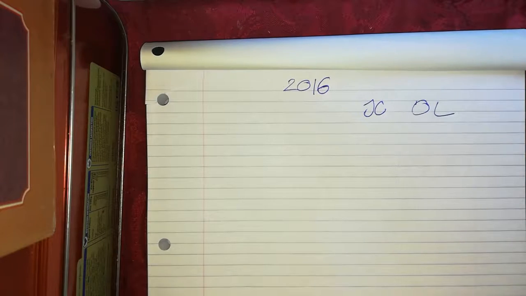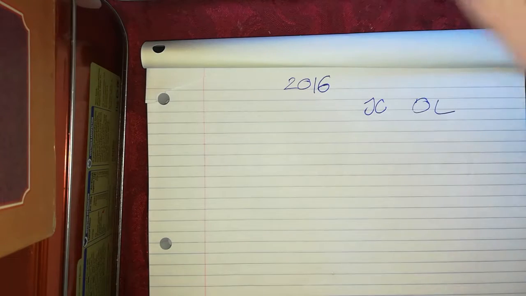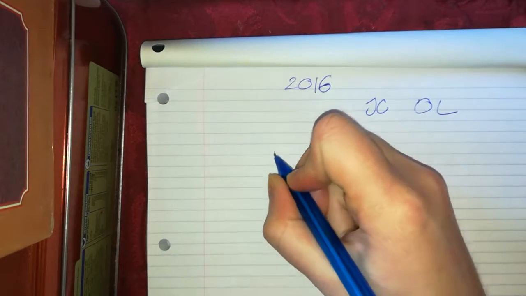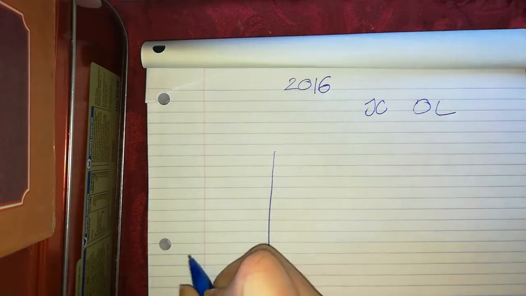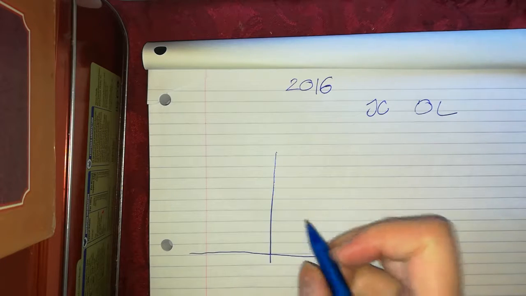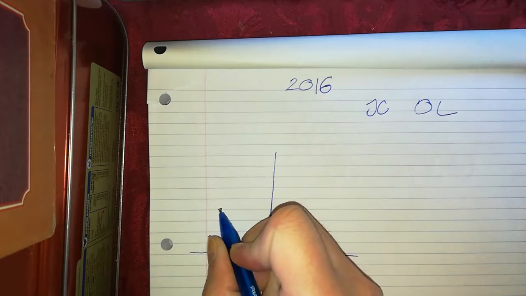Here you have a 2016 coordinate geometry question. This is Junior Cert Ordinary Level, and firstly it has a diagram, so I'm just going to draw it out roughly. I don't have a ruler at the moment, but I'm just going to draw it out roughly.